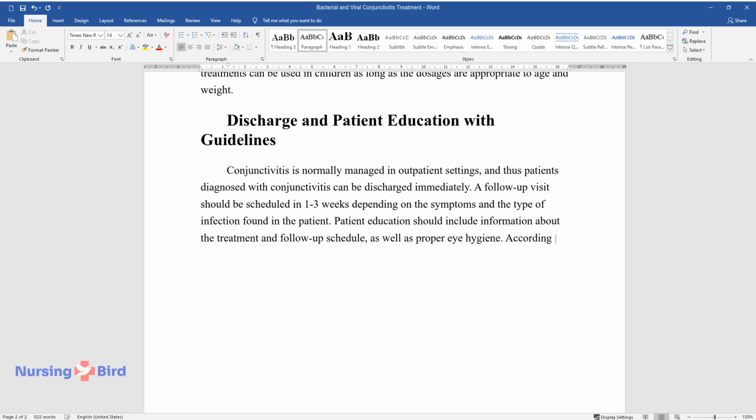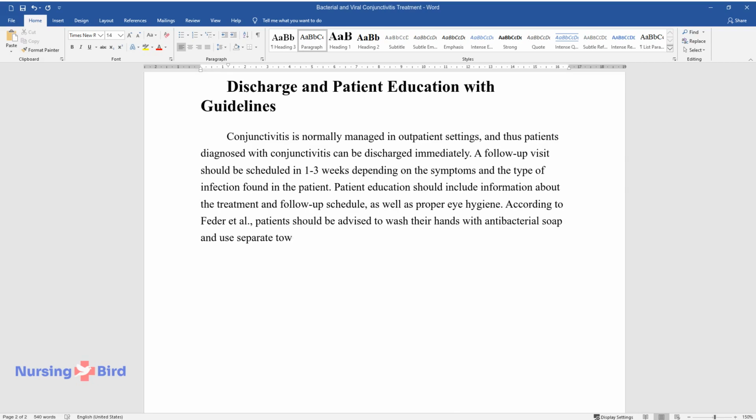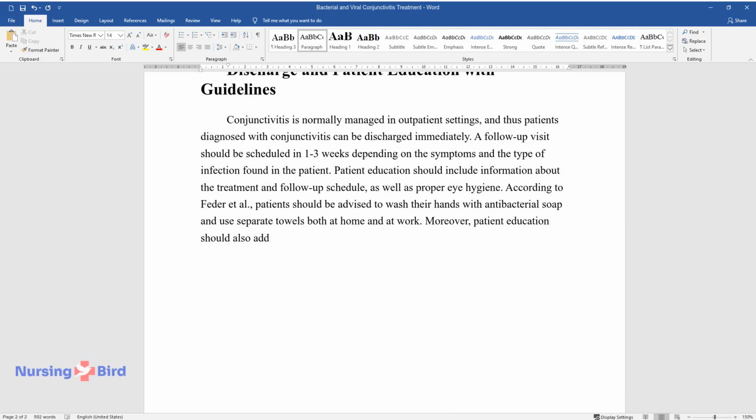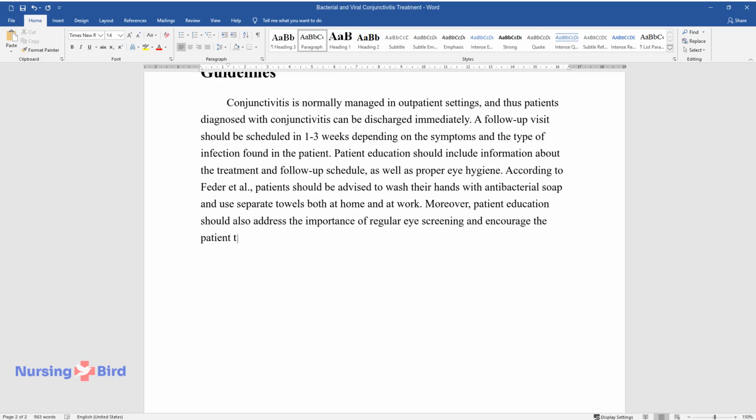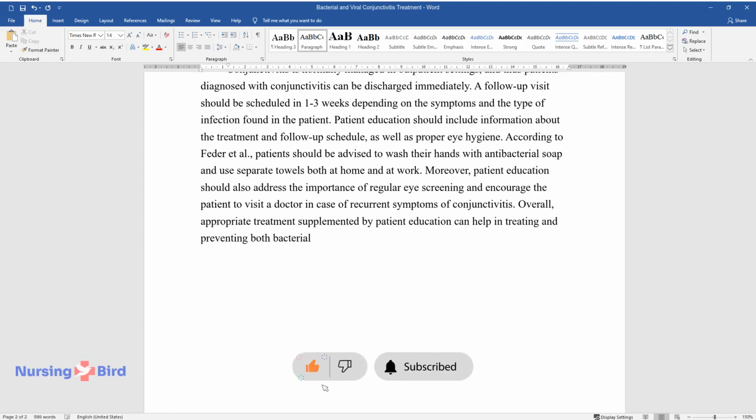According to Fader et al., patients should be advised to wash their hands with antibacterial soap and use separate towels both at home and at work. Moreover, patient education should also address the importance of regular eye screening and encourage the patient to visit a doctor in case of recurrent symptoms of conjunctivitis. Overall, appropriate treatment supplemented by patient education can help in treating and preventing both bacterial and viral conjunctivitis in children and adults.